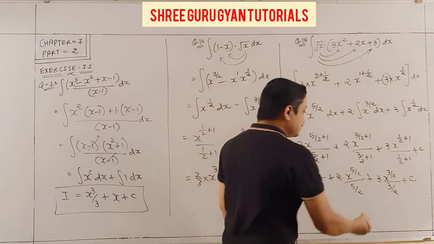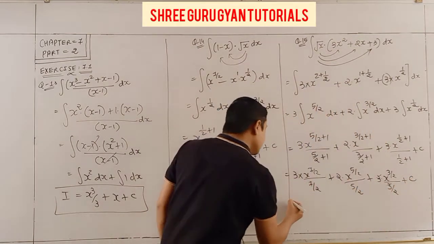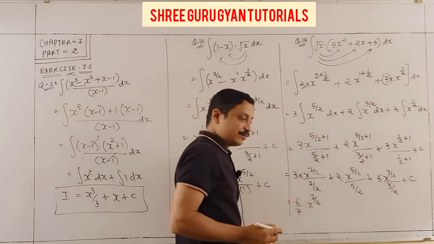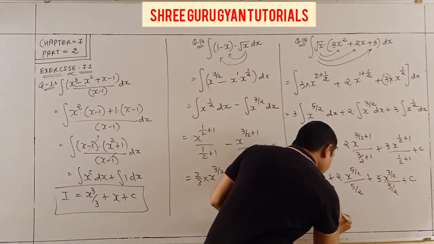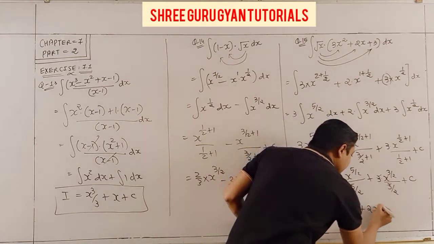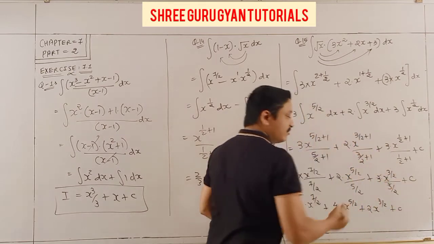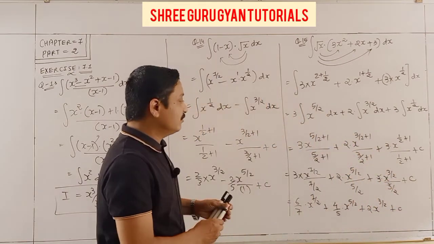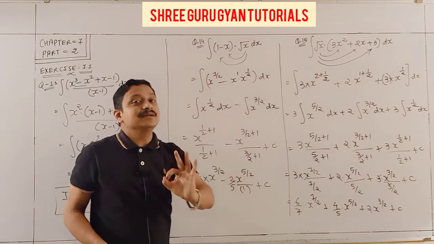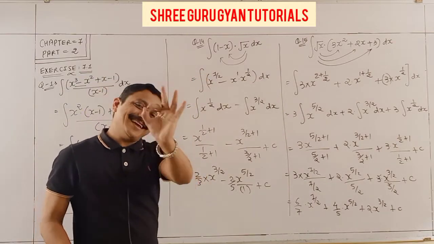Students, this 3 is gone. Here 6 by 7 x raised to 7 by 2, same as 4 by 5 x raised to 5 by 2, and here 2 with x raised to 3 by 2. And students, these questions, 15 and 14, are equal level questions but 2 marks. Here easily done.